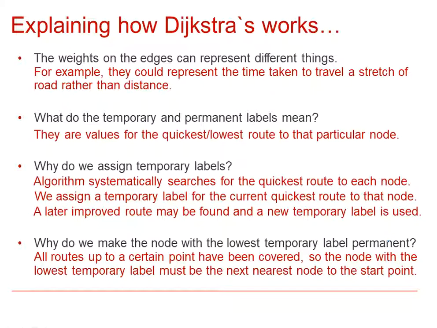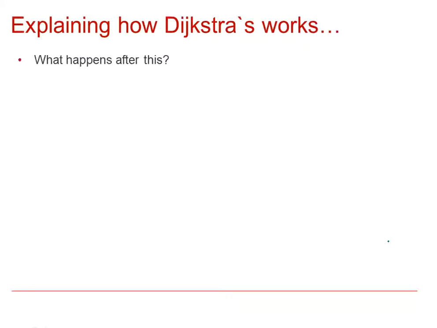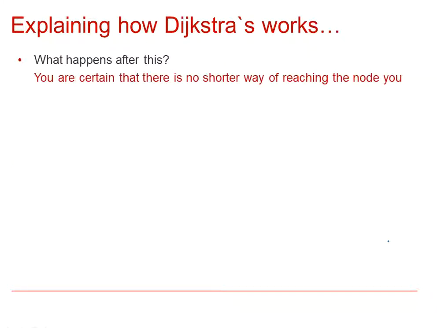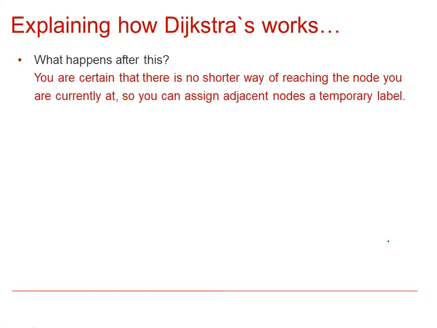Why do we make the node with the lowest temporary label permanent? All routes up to a certain point have been covered, so the node with the lowest temporary label must be the next nearest node to the start, and it must therefore become permanent. What happens after this? You are certain that there is no shorter way of reaching that node, so you can assign adjacent nodes a temporary label from that node.